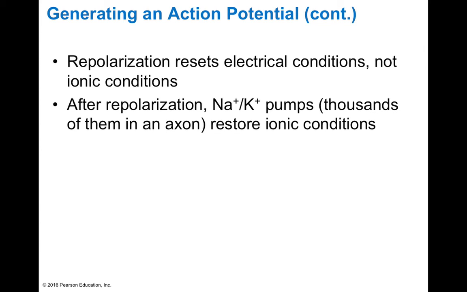If we didn't have a gradient of more sodium outside the cell and less inside the cell, then you wouldn't get the rising phase of the action potential because sodium wouldn't flow. Same with potassium. If you didn't have potassium in excess concentration within the cell, it wouldn't want to flow out. So we need these concentration gradients in order for action potentials to occur.